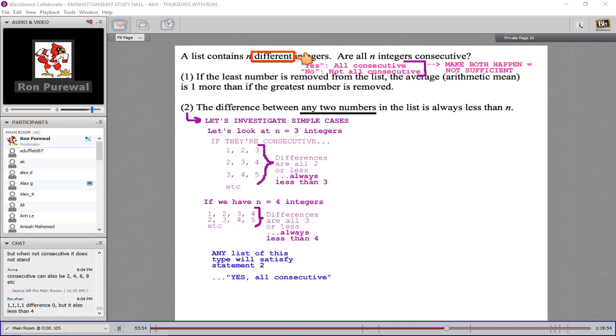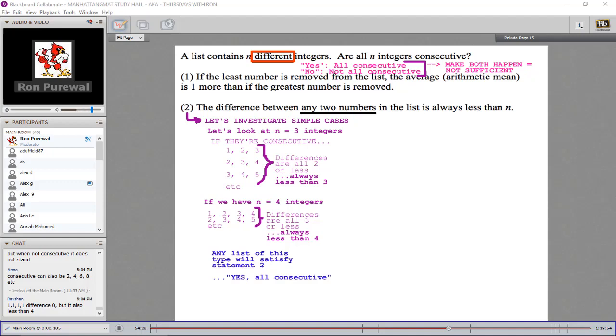Do not try to remember these things, guys. If you have to write down all different integers, you have to write that down like 4 different places on your paper, then do it. Let's see if we can satisfy statement 2 in a way that gives us not all consecutive. Let's see if that's even a thing that we can do.